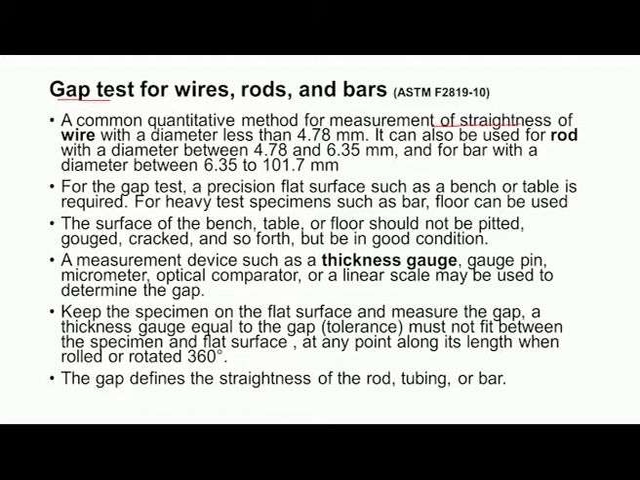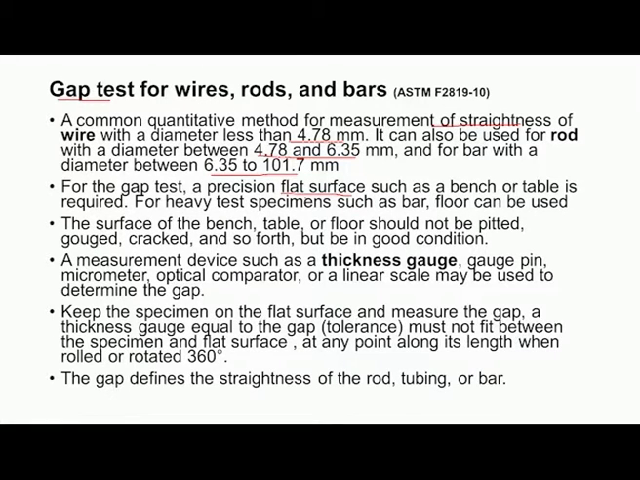Okay. So, this is applicable for wires less than 4.78 millimeter. It can also be used to check the straightness of rods within this range 4.78 to 6.35, and for bars with the diameter ranging from 6.35 to 101 millimeter. Now, in order to conduct this gap test, a precision flat surface is needed.